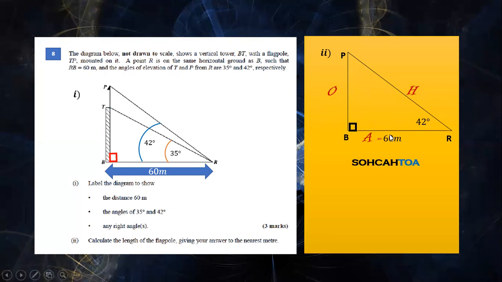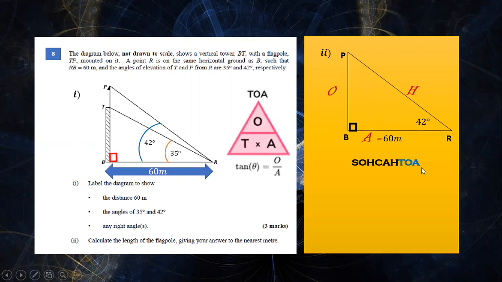Now we're going to use SOHCAHTOA. And because we have an opposite and adjacent, we're going to use the TOA, which is what this is here. Tan theta is equal to opposite over adjacent. So in this case, we want the opposite, which is the PB. What we do is we're going to cover our finger, and the rest of the triangle tells us the formula. So it's going to be tan multiplied by the adjacent.